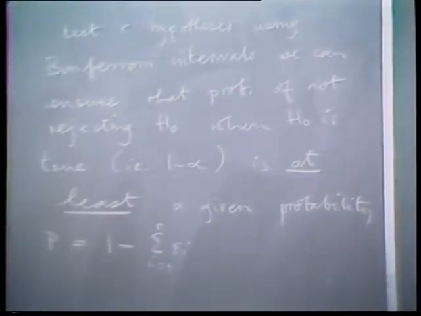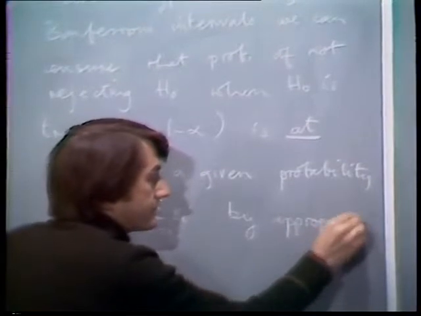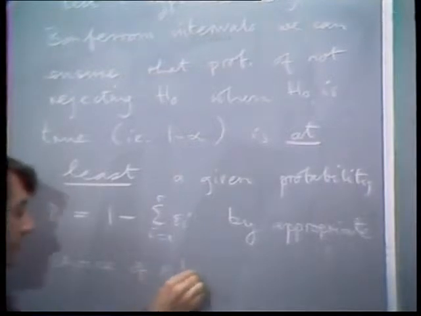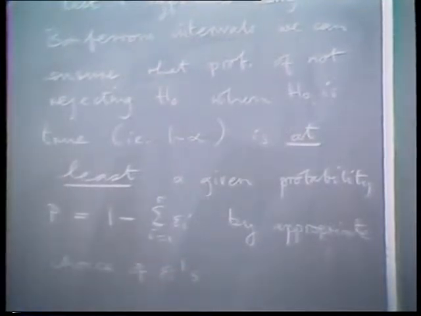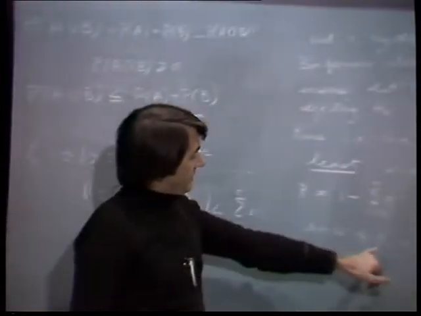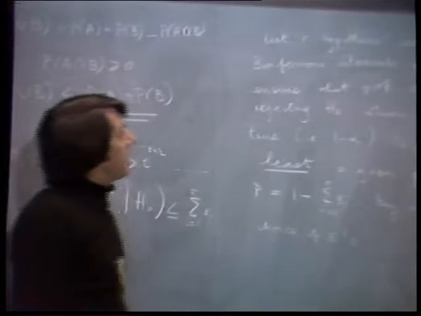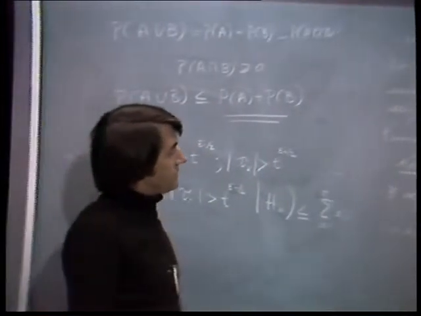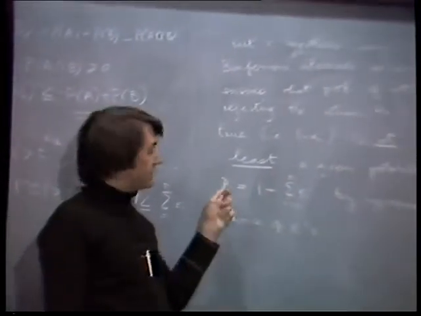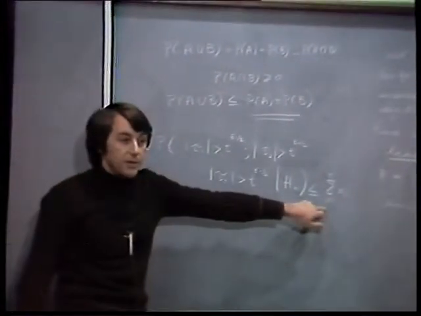And we can do that by an appropriate choice of the epsilon i's. So we're saying if we do test each restriction individually, and we're careful in the choice of the significance levels for each of those tests, we can ensure that the probability of us accepting H naught when in fact it's true is at least some pre-assigned value, which I call P. And we do that using this inequality on alpha and the sum of the epsilon i's.